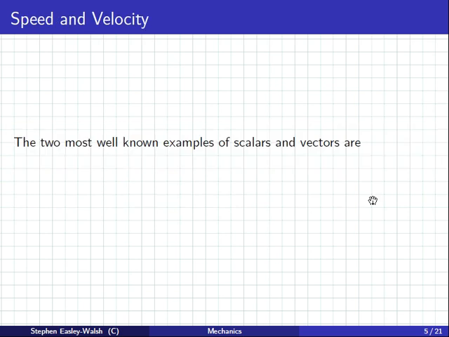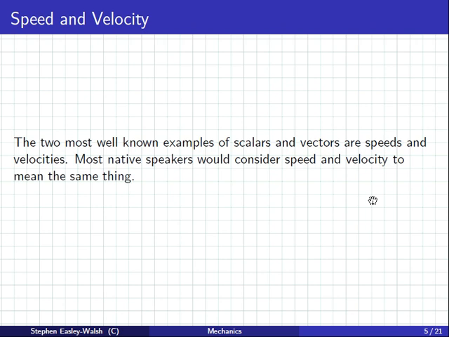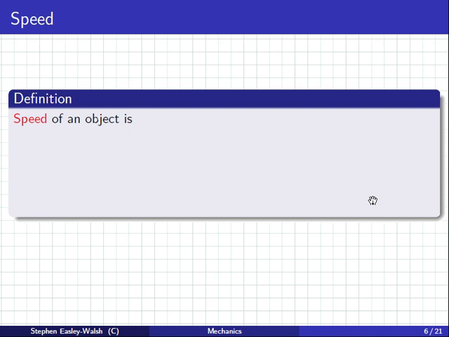Okay. The two most well-known examples of vectors and scalars are speed and velocity, which we were talking about a moment ago. Most native speakers would say they're the same thing, but they're not really. So we need to give the physics definition of speed precisely. Does anyone remember it from high school or middle school? Speed doesn't have direction. Correct. It has only magnitude. And the formula? The definition?